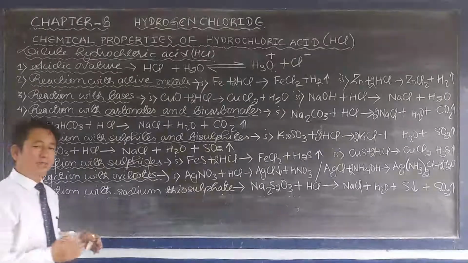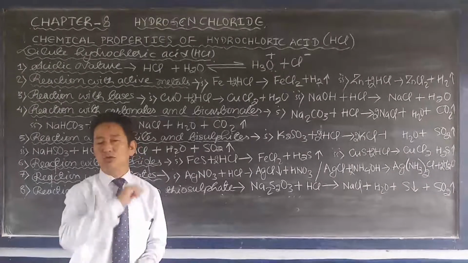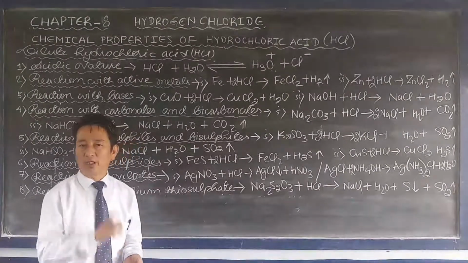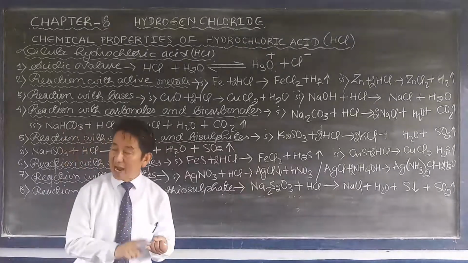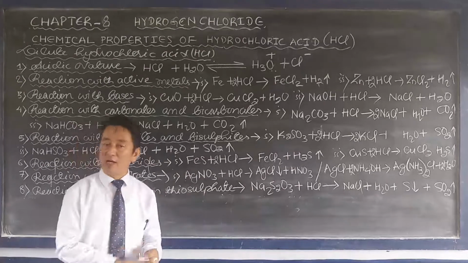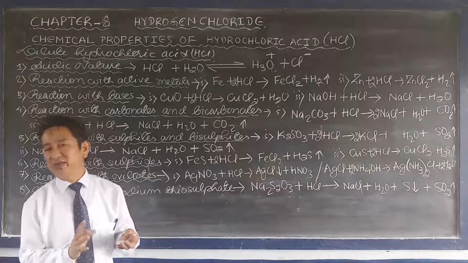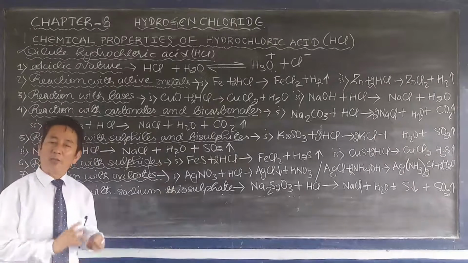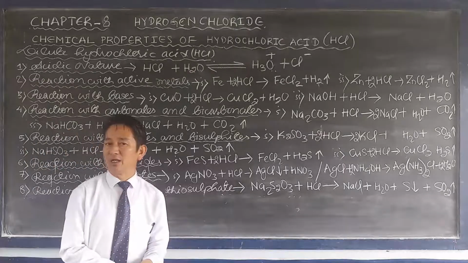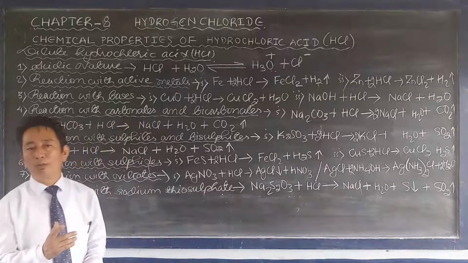Whenever these active metals react with dilute acid, they produce hydrogen gas, and a salt is formed. Another product is salt. If you use hydrochloric acid, you will get a chloride salt. If you use dilute sulfuric acid, you will get a sulfate salt. But nitric acid, being a powerful oxidizing agent, does not produce hydrogen gas. It oxidizes hydrogen to water.